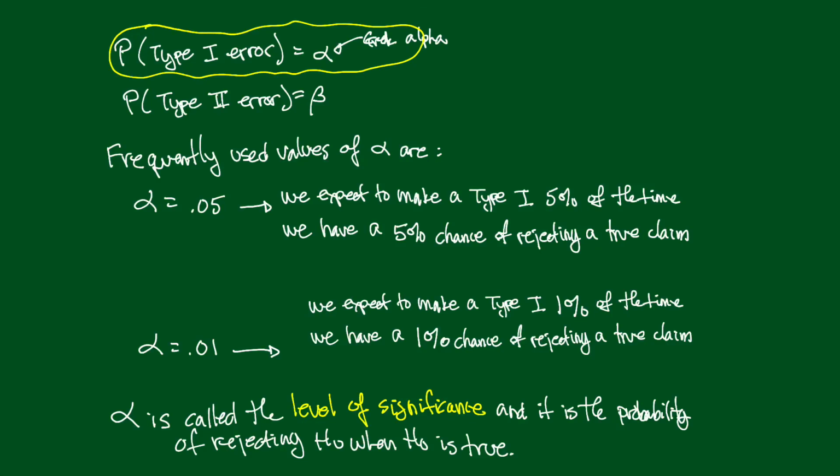So this alpha is called the level of significance, and it is the probability of rejecting H0 when H0 is actually true. So we're going to end this unit here because we've probably done enough, and in the next unit we'll take a look at actually constructing a statistical hypothesis test.